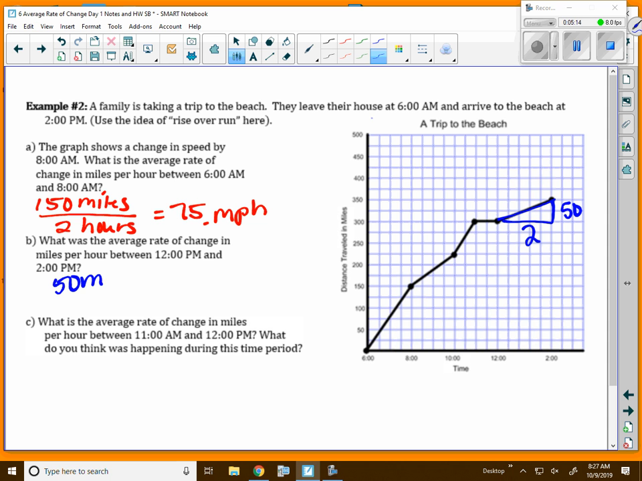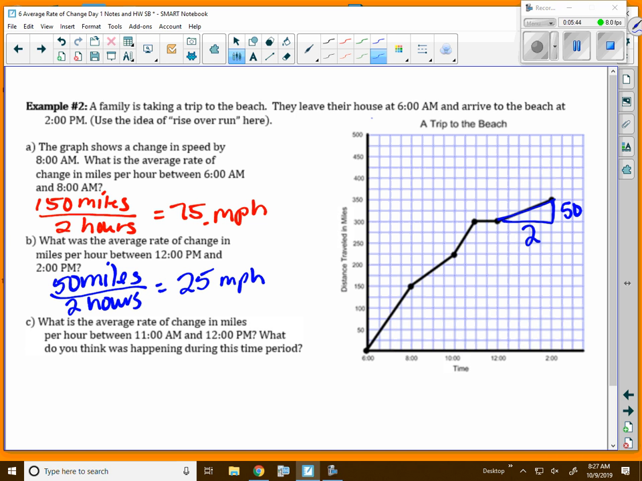Miles. 50 miles every 2 hours. So that would be 25 miles per hour. So obviously they were going slower there. If you look at their trip, think about it. When you initially start driving on the highway, you're going pretty fast. When you start to get to a city, you gotta slow down, you gotta take turns and stuff like that. So that's what's going on here.